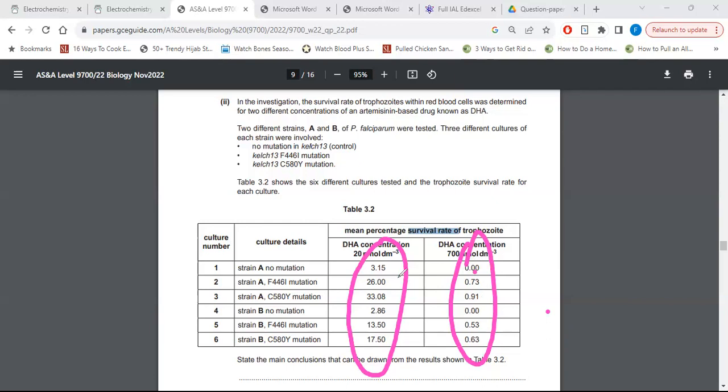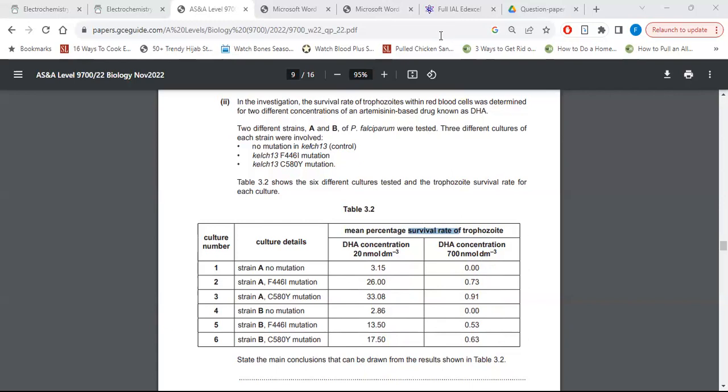While at 20, there are still some trophozoites that are able to survive. This is a general statement. We have not gone into the intricacies or into explaining what we can actually see. We are just going over the general statement. So we're first going to start off with our general statement.